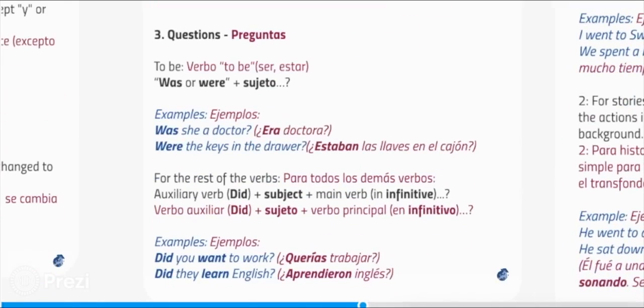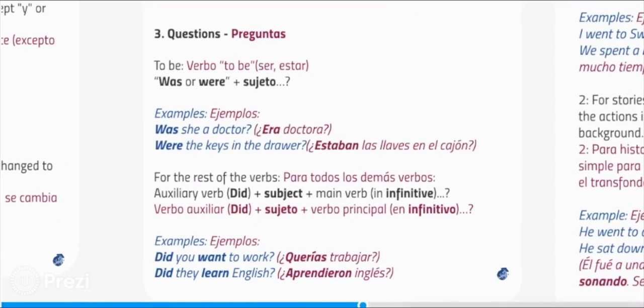3. Questions. To be: was or were plus subject. Examples: Was she a doctor? Were the keys in the drawer? For the rest of the verbs, auxiliary verb did plus subject plus main verb in infinitive. Examples: Did you want to work? Did they learn English?